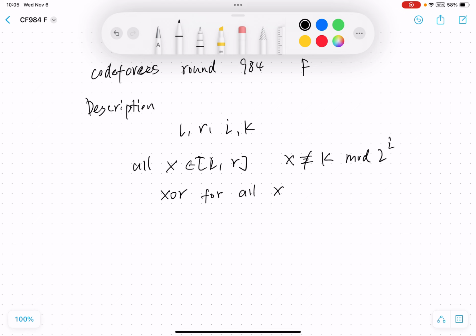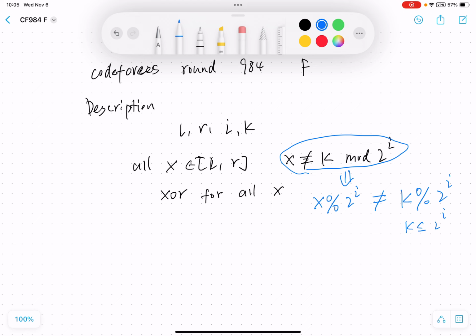For the requirement x not equal k modular, it means the remainder after x modulo 2 to the power of I is not equal to k modulo 2 to the power of I. Actually, k is always less than 2 to the power of I based on the problem's requirement, so not equal k is enough. This is the description of this requirement.